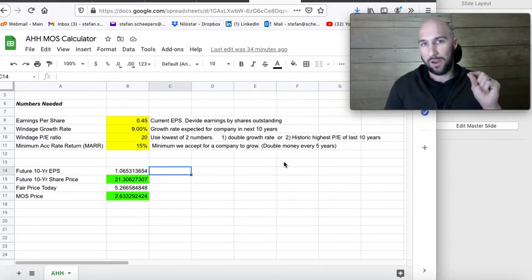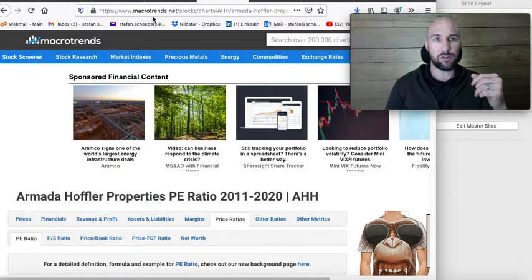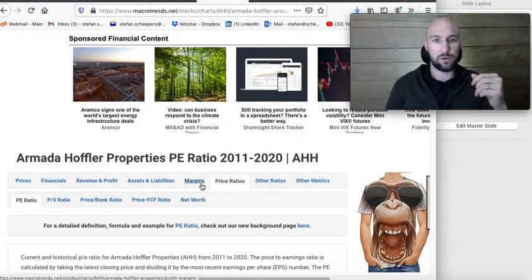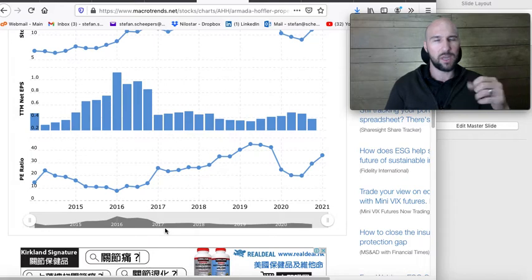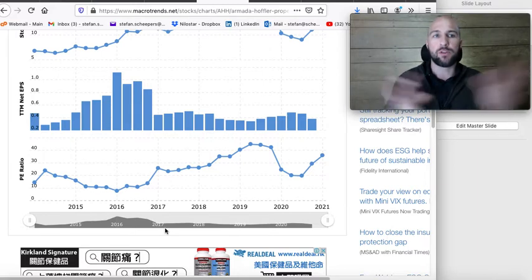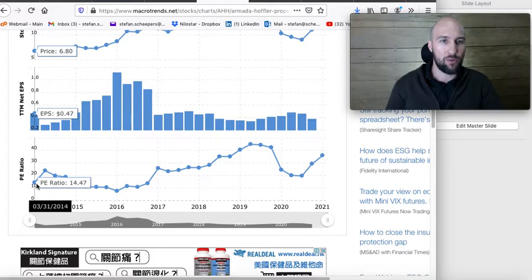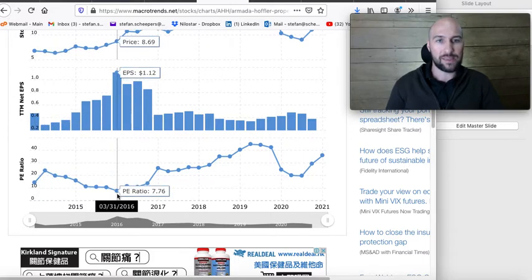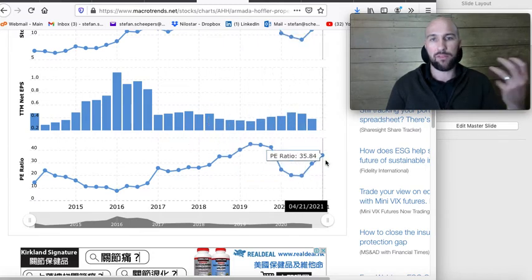Now, to show you, the historic PE for Armada is a little bit out of whack. So again, I use Macrotrends. I go to PE ratio, price ratios, and then you'll see what the last 10 years PE ratio was. Actually, they don't have 10 years of numbers. They have until about 2013, so it's about 7-8 years. You can see 14 go down to about 7 and go up to 44. At the moment they are trading at 35, 36.